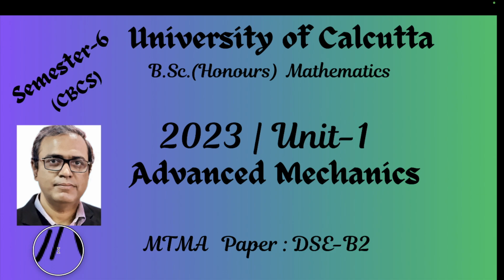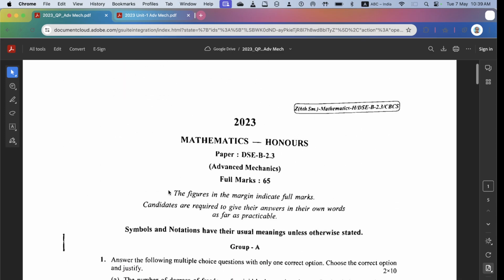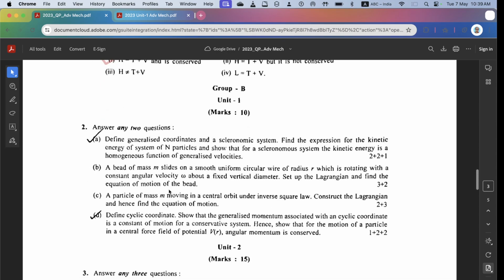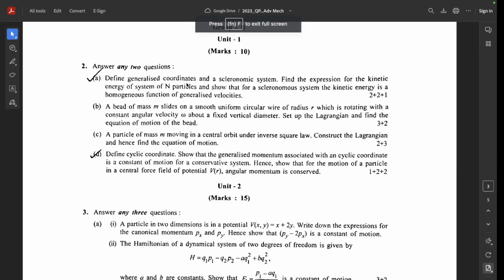Now we discuss Unit 1, 2023, Advanced Mechanics, Semester 6 solutions. Question paper, Unit 1, Group B, Question 2A. Define generalized coordinates and a scleronomic system. Find the expression for the kinetic energy of a system of n particles and show that for a scleronomic system, the kinetic energy is a homogeneous function of generalized velocities.